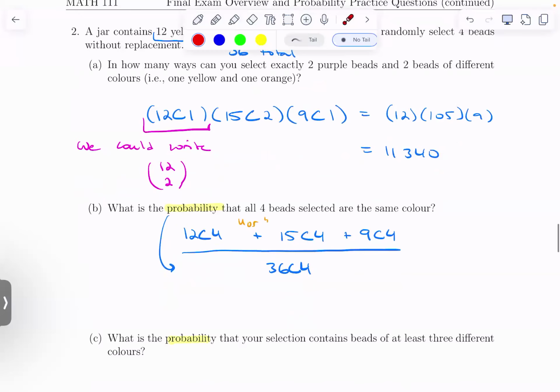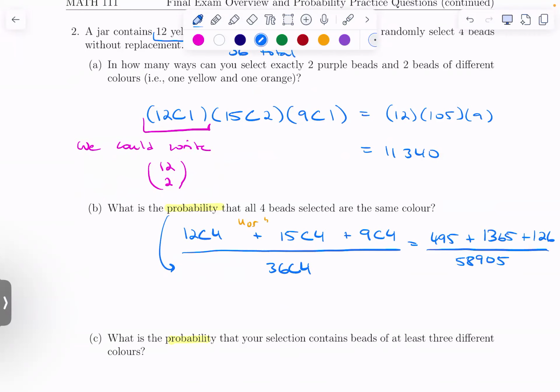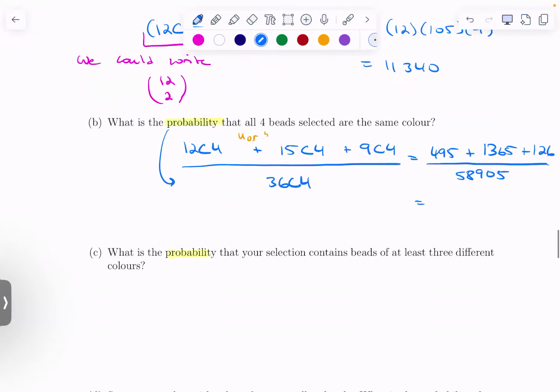So 12 choose 4, I get 495, and then 15 choose 4, I get 1365, and then 9 choose 4, 126, divided by 58905, which puts me at 1986 over 58905, or roughly 0.0337153043.